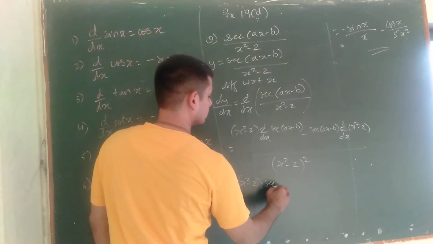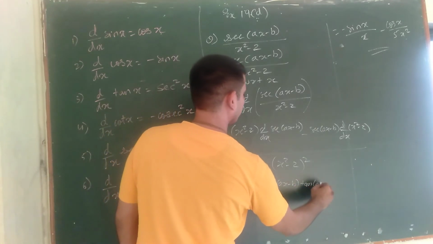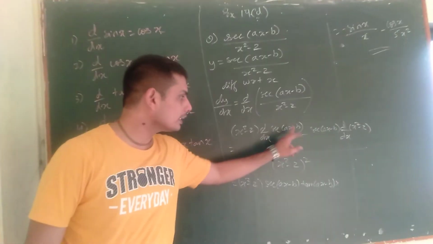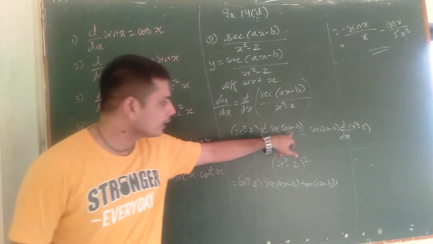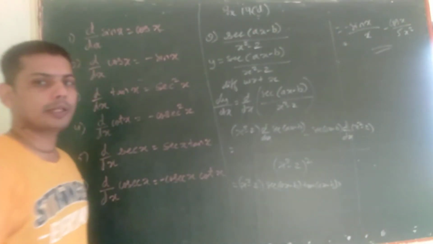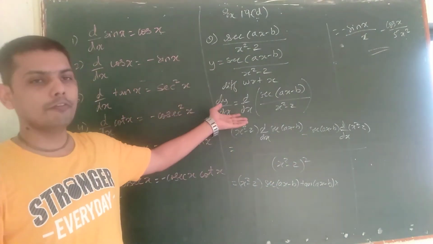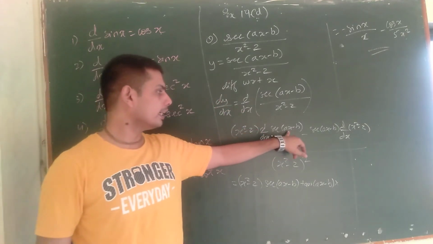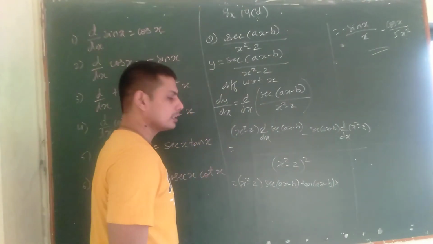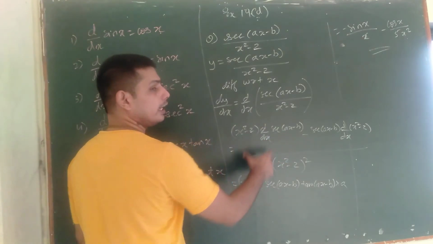So this is sec(ax minus b) into tan(ax minus b) into, since this is a function inside a function, we will derive the function which is inside the bracket as well. Now a and b are constant with respect to x. So the derivative of ax would be like we derived 5x earlier in the problem. The derivative of this ax would be a, and b's derivative is 0. So therefore this is into a. Okay, this was the derivative of just the first term.